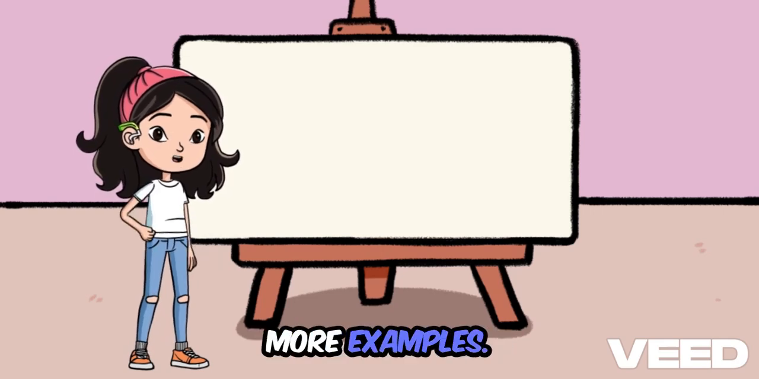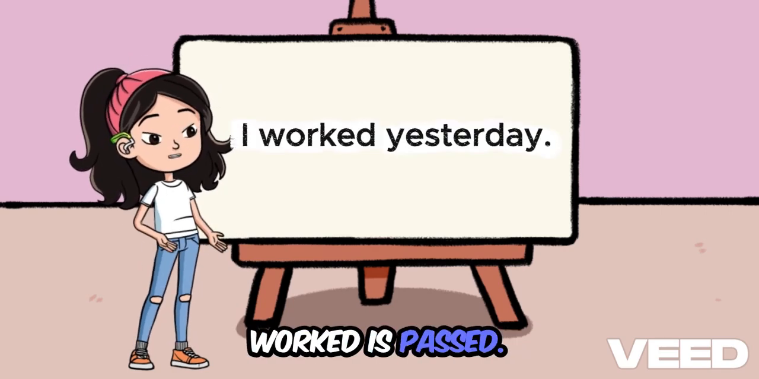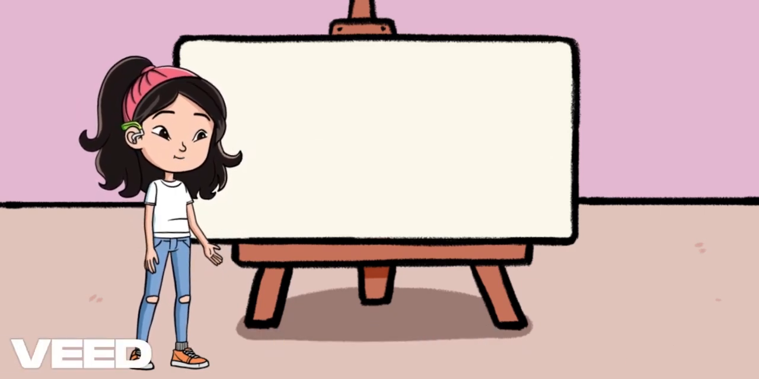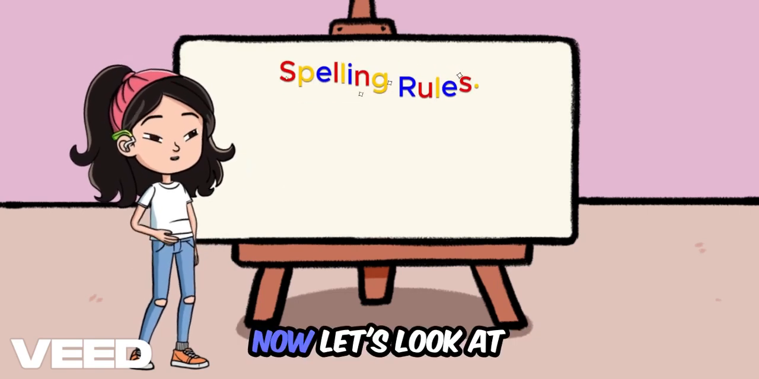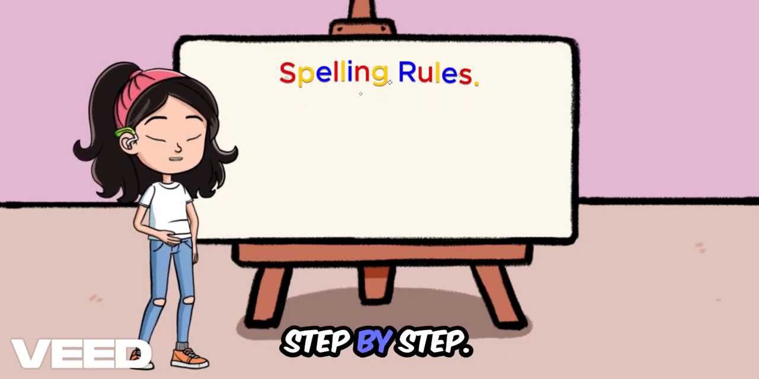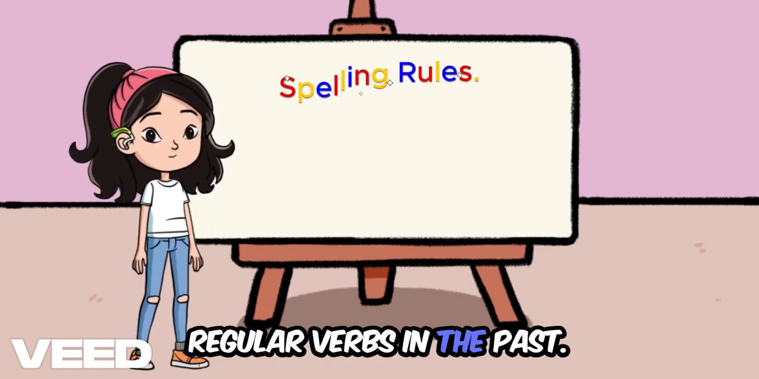Let's look at some more examples. I worked yesterday. Worked is past. She played soccer. Played is past. They watched a movie. Watched is past. Now let's look at the spelling rules. I'll explain them step by step. These rules help us write regular verbs in the past.